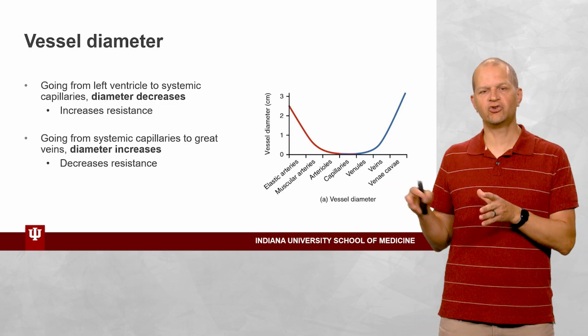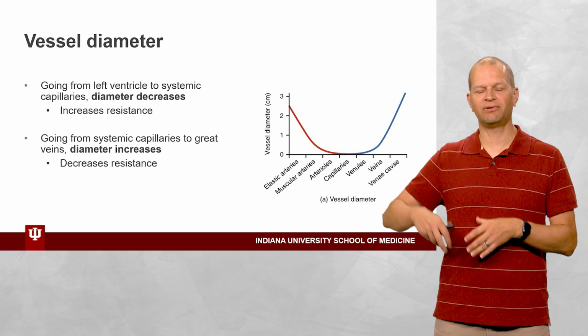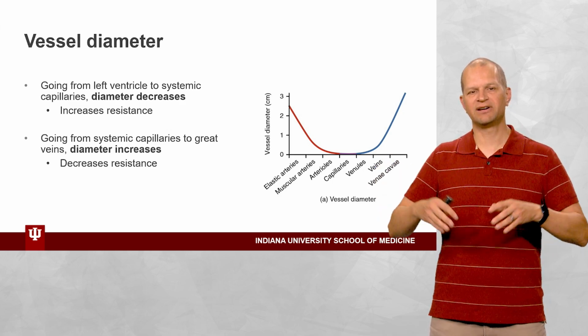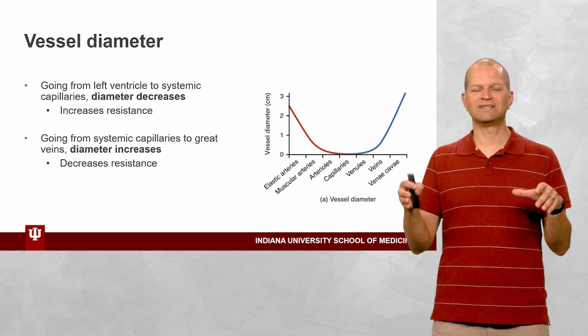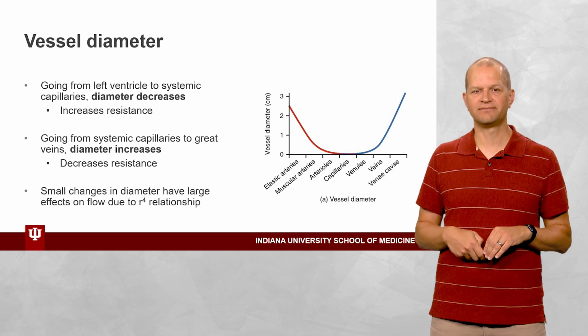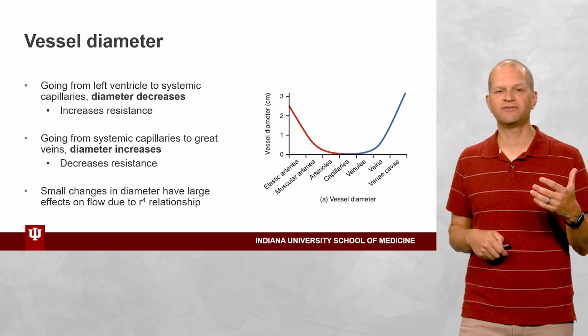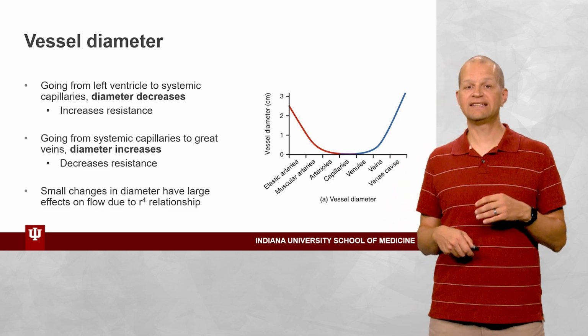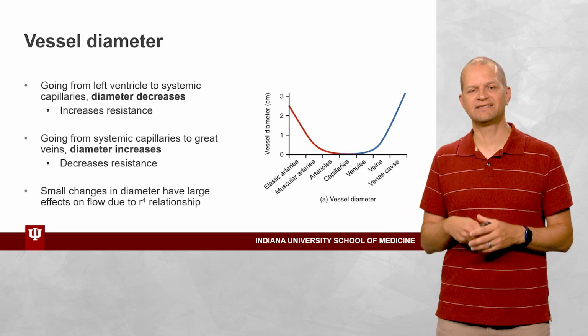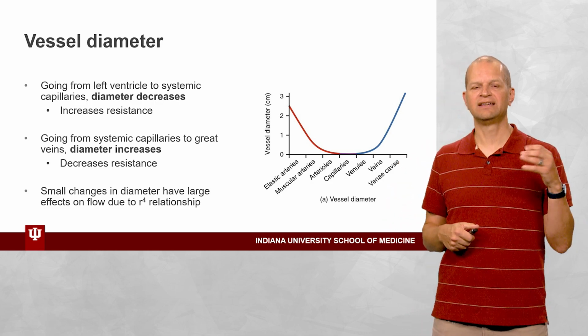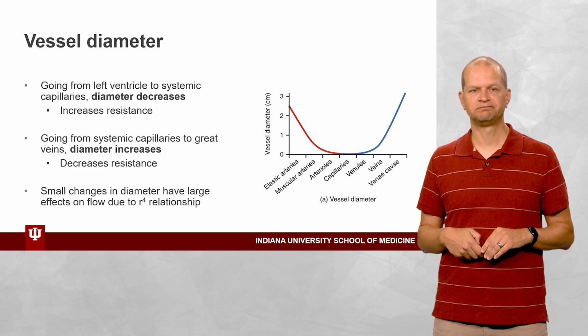The opposite is true when we go the other way. As we go from capillaries to large veins, the diameter gets bigger, which means resistance decreases. Remember, small changes in diameter have huge effects on resistance, because in that resistance equation we showed how radius is raised to the fourth power.